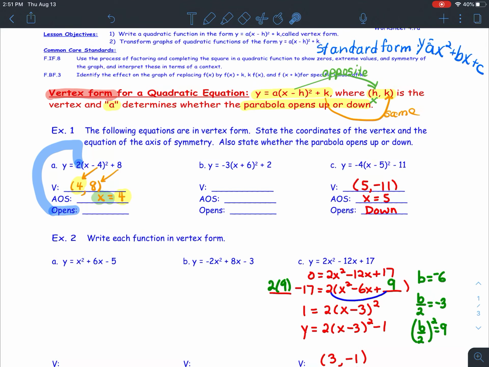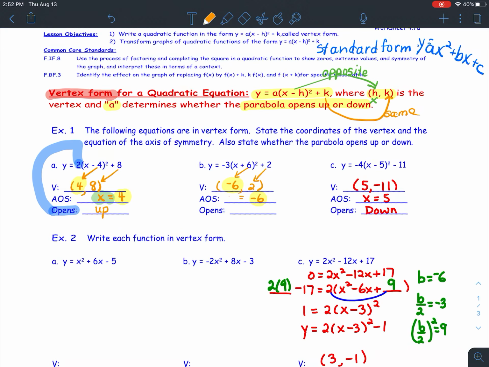Okay, and then finally we want to say whether this parabola opens up or down. When you say whether it opens up or down, you're going to be looking at the a value, whether it's positive or whether it's negative. Okay, if you recall, in vertex form, this number out in front of the parentheses, that is your a. It's a +2, so I'm going to say this opens up.